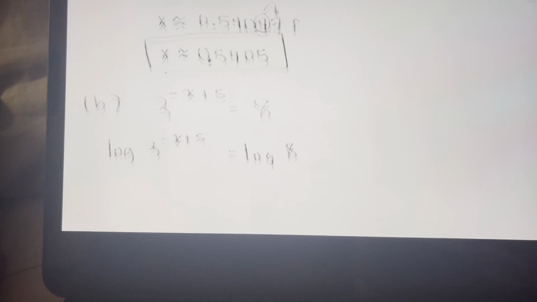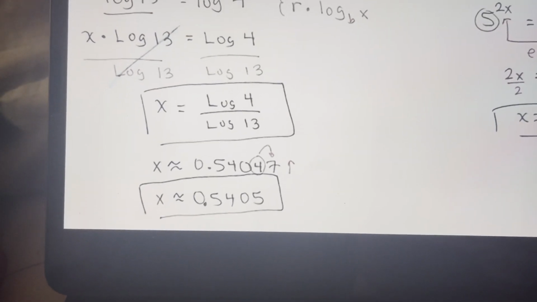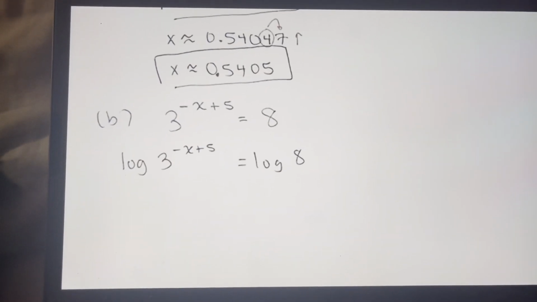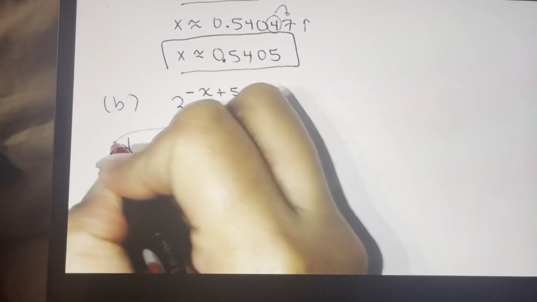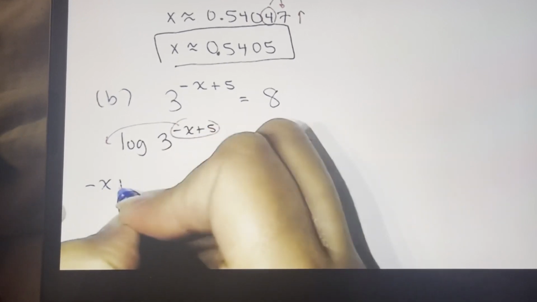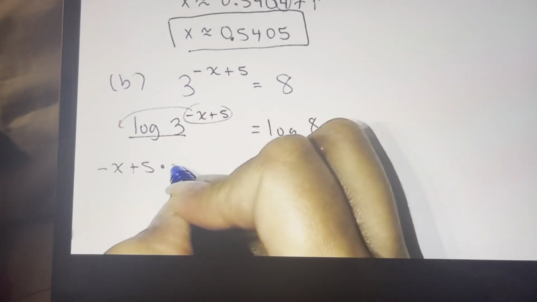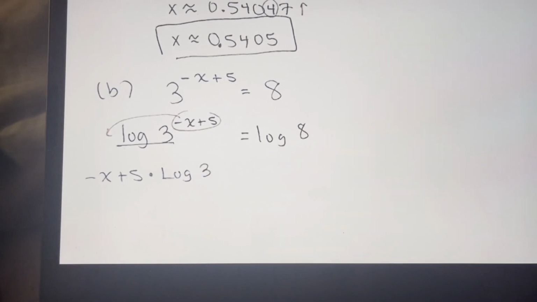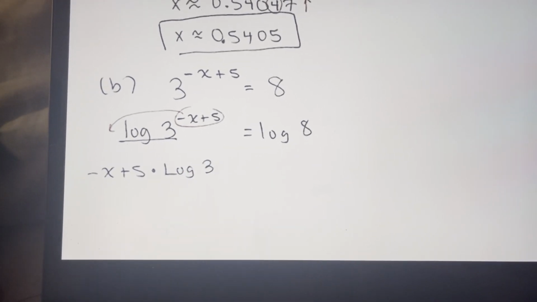What are we going to do? We're going to go ahead and use the power rule of logarithms to bring the exponent down. And that will leave us with the exponent of negative x plus 5 times the leftover logarithm, times the log of 3. Now, I understand myself. I know that I meant to write exponent times log 3, but check it out.